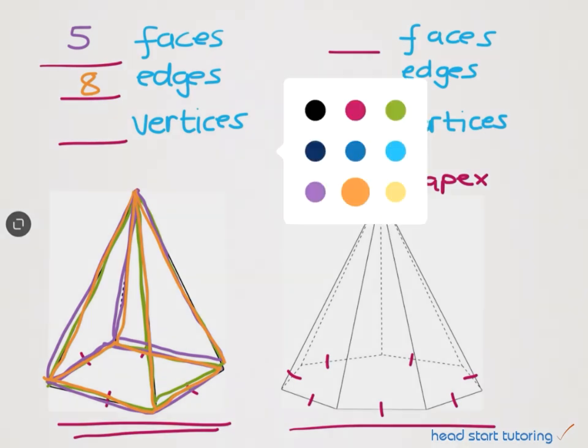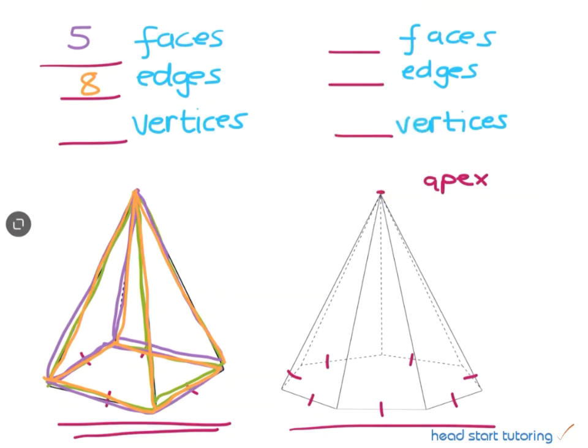And how many vertices do we have? Remember that an apex is a type of vertex, so we include that. We've got 1, 2, 3, 4, 5 vertices altogether in our square pyramid. Let's now have a look at our heptagonal pyramid. Our heptagonal pyramid has 1 heptagonal base at the bottom. So we've got 1 heptagonal base over there, which has 7 sides.